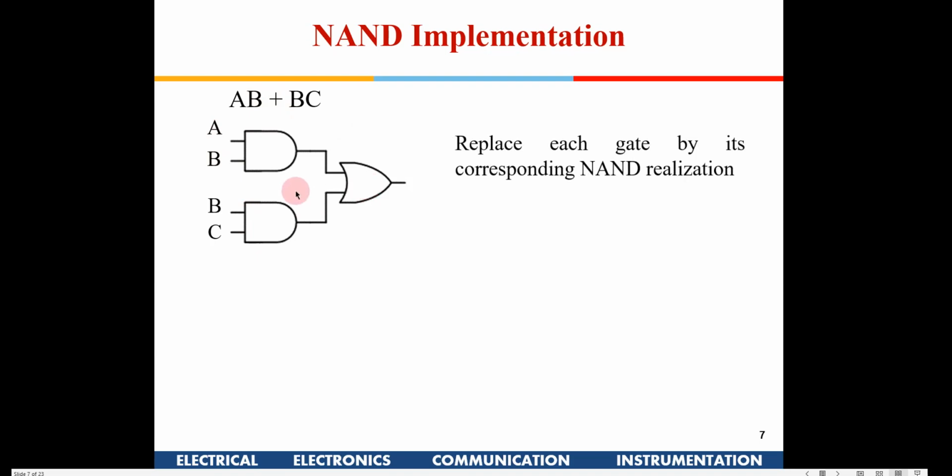First what we do is replace each of the gates by its corresponding NAND realization. So this is AND, this is OR. We need to replace each of them with the NAND realization. So the first AND gate we have replaced with a NAND followed by an inverter. BC is again a NAND followed by an inverter.